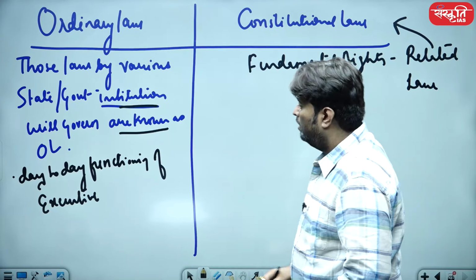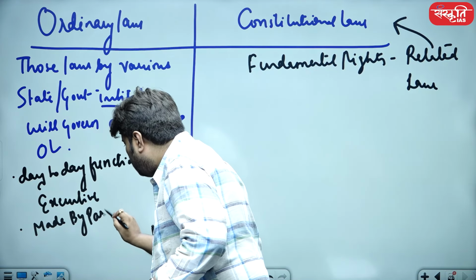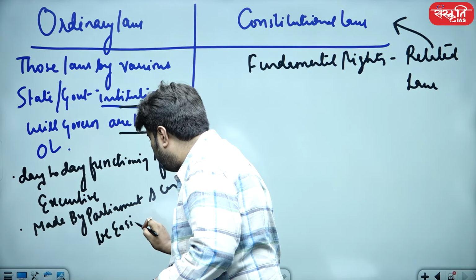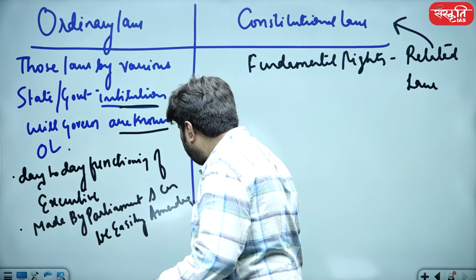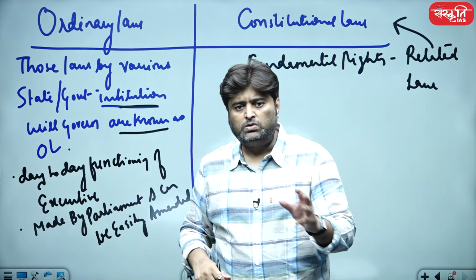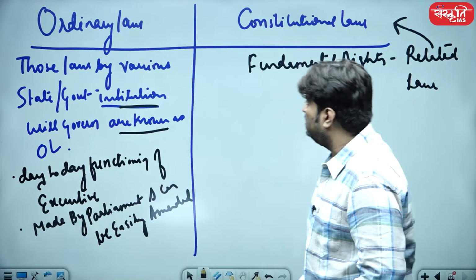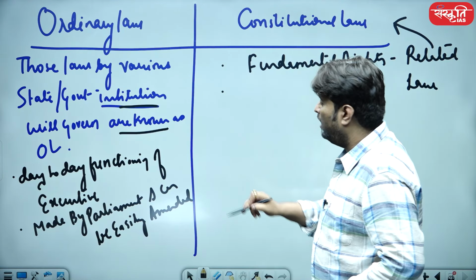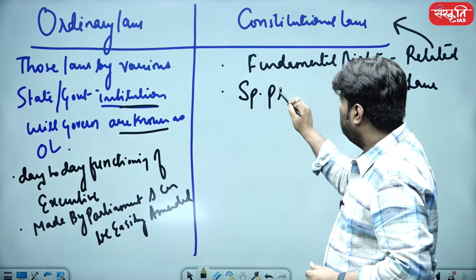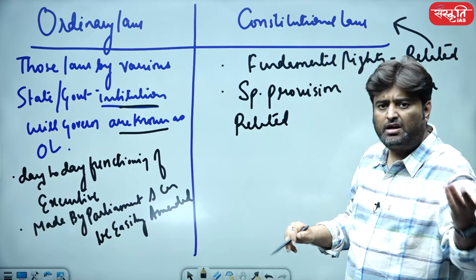So what is ordinary law? Ordinary laws are made by parliament and can be easily amended. Why am I using the words easily amended? Because the majority belongs to the government, and based upon the 50% majority that they have in both the houses, they can easily amend it, as per the provisions of the constitution. Whereas constitutional law cannot be easily amended because it requires certain special provisions related to amendment, which is Article 368, related to amendment of the constitution.